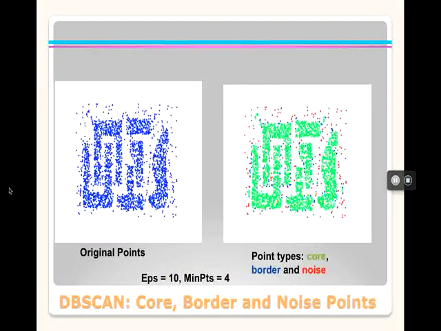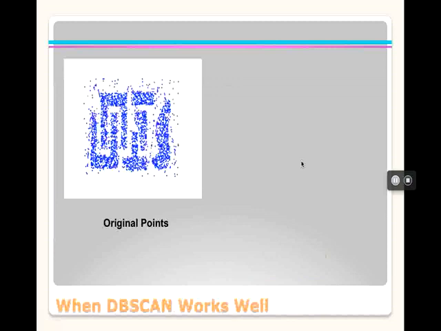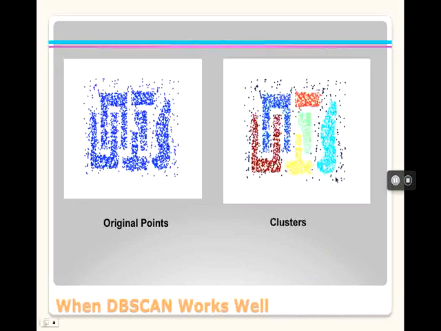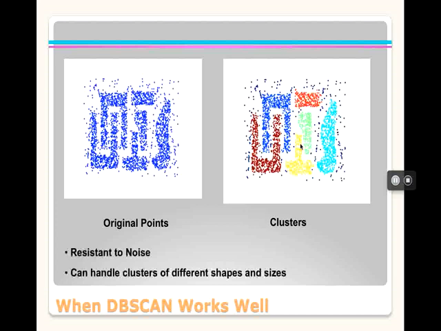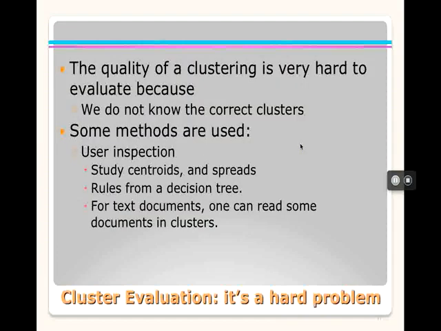There is another newer clustering algorithm, DBSCAN, which is very popular for irregular shapes. So this is the original data. It was able to find the noise and the core data automatically and distinguish between them. This is the original data, and automatically it found the clusters for us. It works very well. It's a new technique. It's time consuming to run, that's all. It is resistant to noise and can handle clusters of different shapes and sizes.